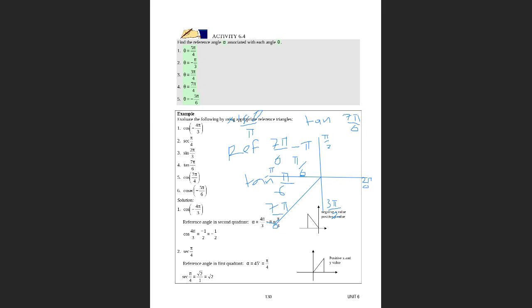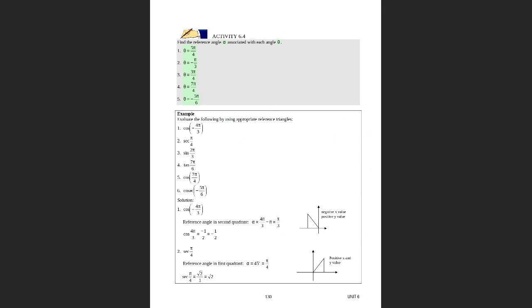So in the same way, the next one is like this, and we have this. Here we have 0, pi over 2, pi, 3 pi over 2, and 2 pi.